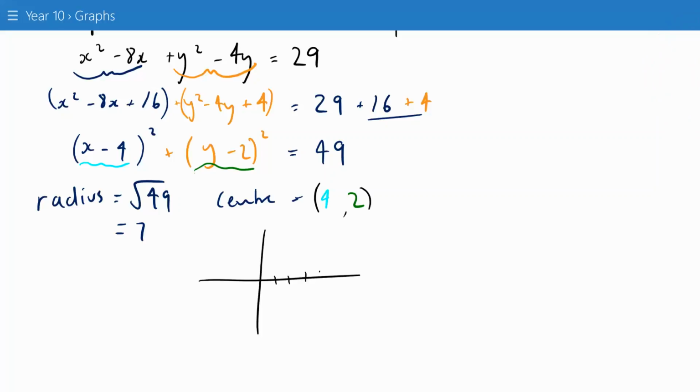It doesn't say to graph it, I'm just giving you an idea. There's the center, with a radius of 7. So 1, 2, 3, 4, 5, 6, 7 in each direction. You get the idea. It would be quite a large circle, going all the way up there. Let's do another one.